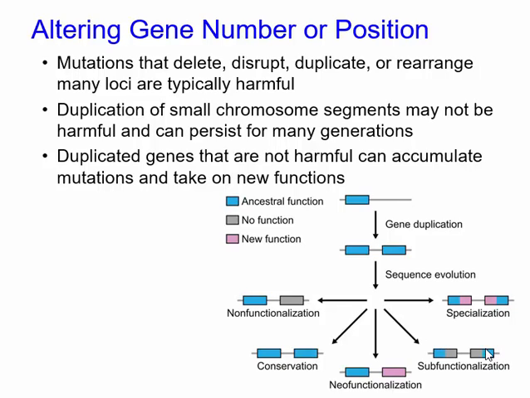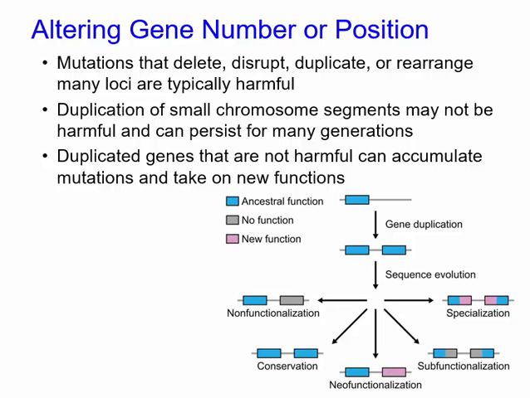And then, of course, this is the really interesting one at the bottom, neo-functionalization. The second copy starts to generate a new function. So we have a new gene, really, that has diverged from the original copy now that you have two, and it has a new function.